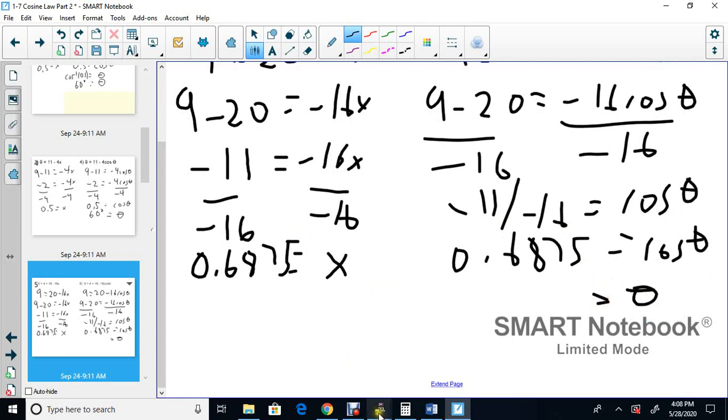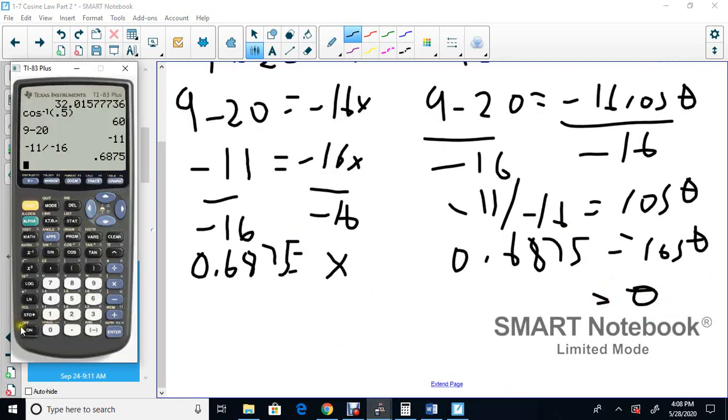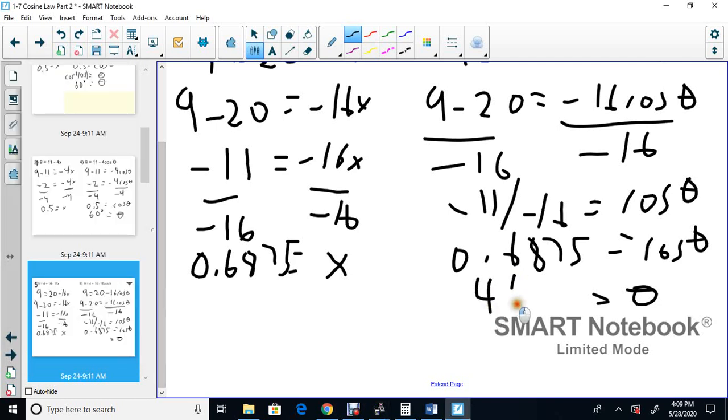You have to go on your calculator. You have to go second cos, and then you put 0.6875. And you get 46.6 degrees.